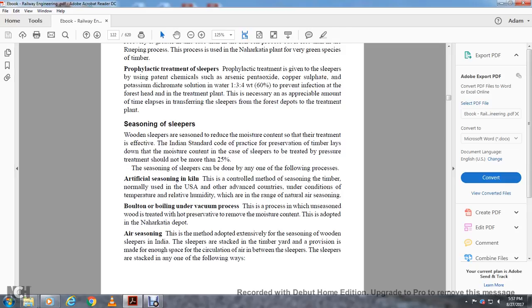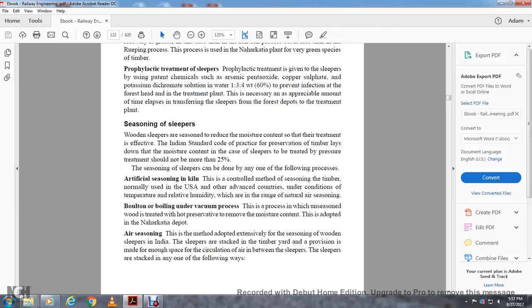The seasoning of the sleeper can be done by any of the following processes: artificial seasoning in a kiln, the controlled method of seasoning timber normally used in the USA and other advanced countries under the conditions of temperature and relative humidity; air seasoning by the natural agent; and boiling under vacuum process, in which the wood is treated with hot preservative to remove the moisture content.